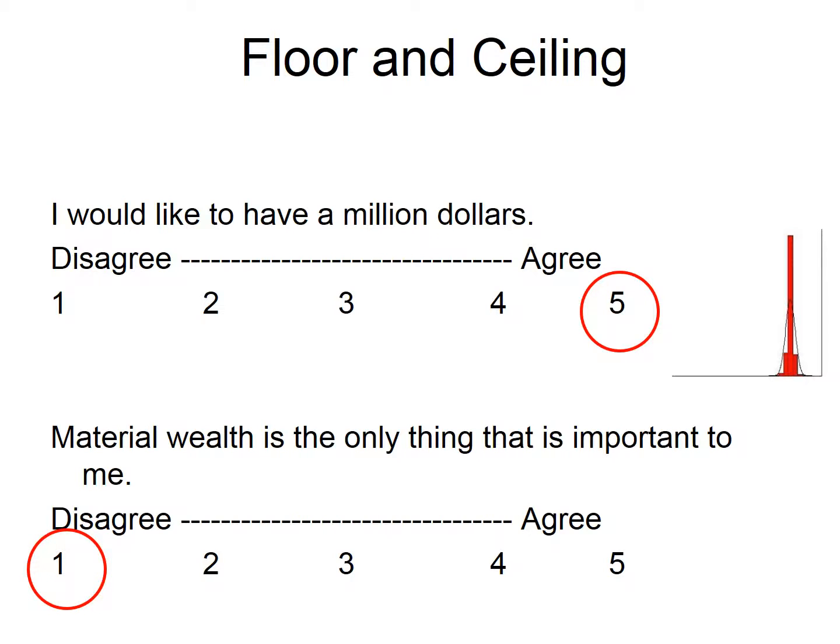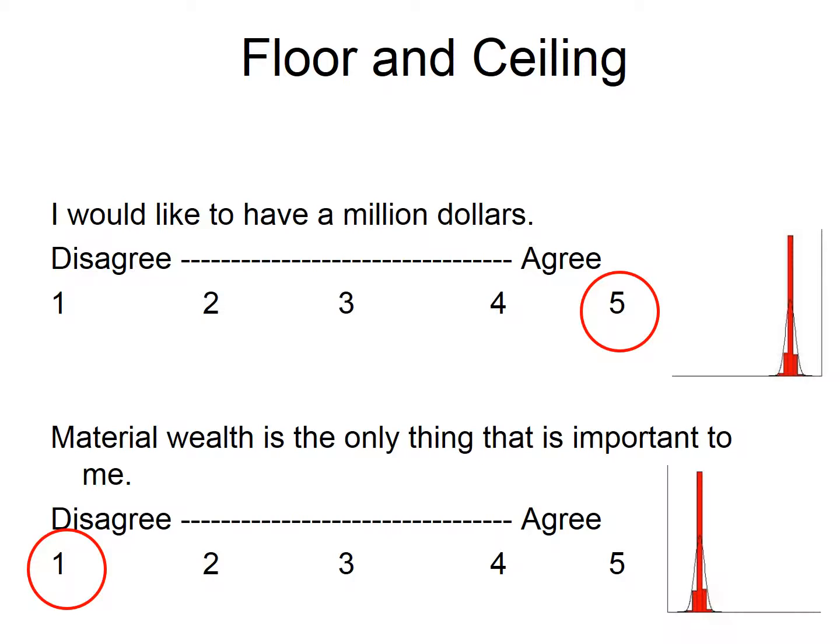Likewise, material wealth is the only thing that is important to me. Well, again, very few people would actually agree with that. Most people would agree that it's not the only thing. Now, we might get a little more variability, but still we're going to see what's called floor effects. Everyone's disagreeing with the item. Again, hard to run correlations, hard to do prediction. So both of these could probably be fairly well rewritten.